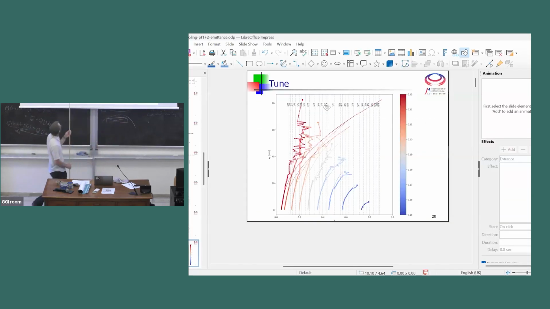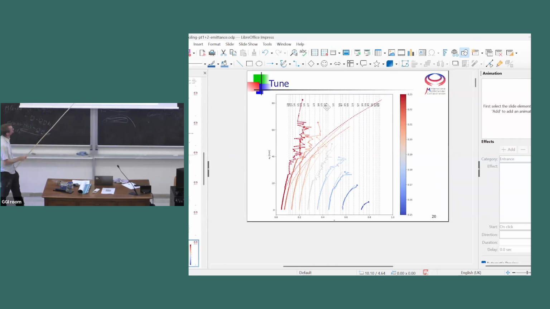Right. Sorry, it lost the horizontal axis. So let me bring that back. So this is the tune. And in fact, the way I've changed the tune in this plot is I've actually changed the momentum. So dark blue is 150 MeV/c, 1.15 GeV/c, and dark red is 0.23 GeV/c.